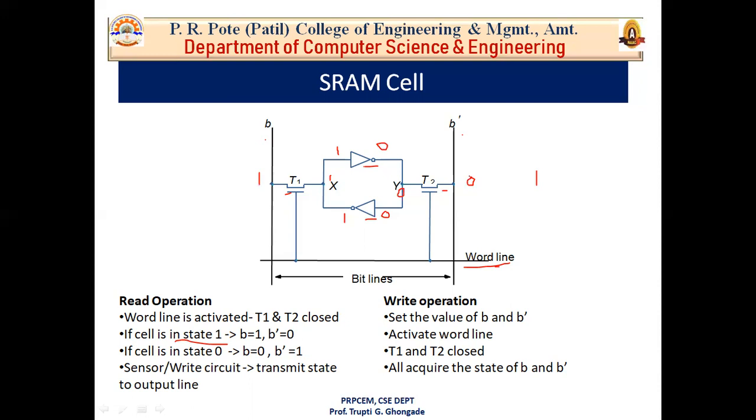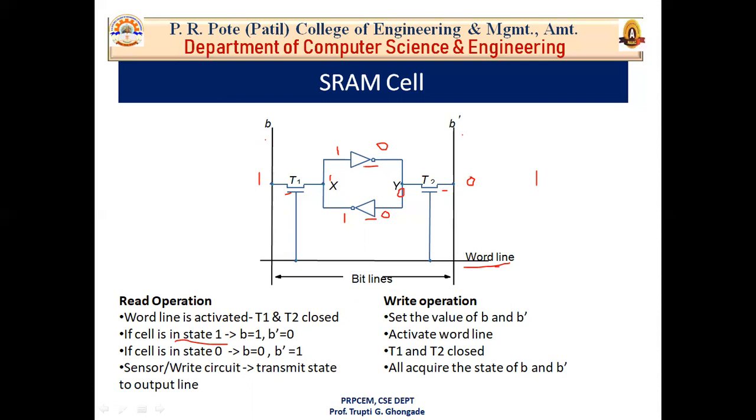Then the sense/write circuit will transmit the state to the output line. As we already discussed in the previous diagram, these bit lines are connected to the sense/write circuit, which is connected to the input output data line or computer bus. So the sense/write circuit will transmit the states, that is 1 and 0, to the output line. Whatever is there in B and B dash is sensed by the sense/write circuit, and that information is given to the computer bus. That is how we read information.